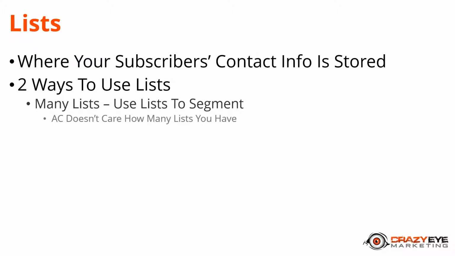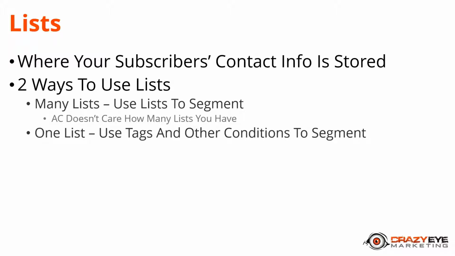Well, ActiveCampaign, they don't care how many lists you have. You can have a subscriber on 1,000 different lists and it's still going to count as one subscriber. So that's the nice thing about ActiveCampaign, is they don't care how many lists you have. It comes down to how many unique subscribers you have within your entire ActiveCampaign account.